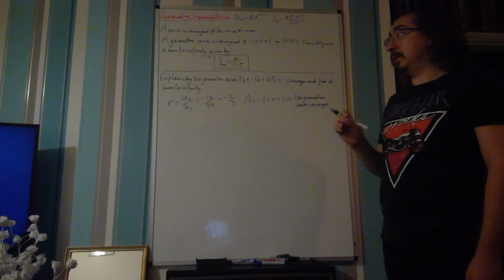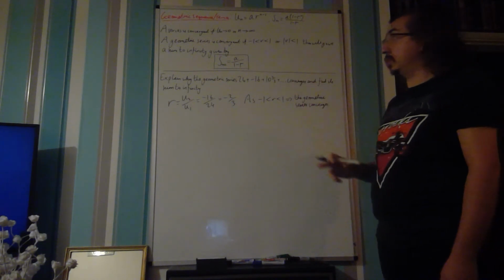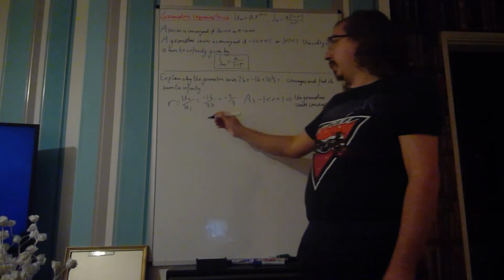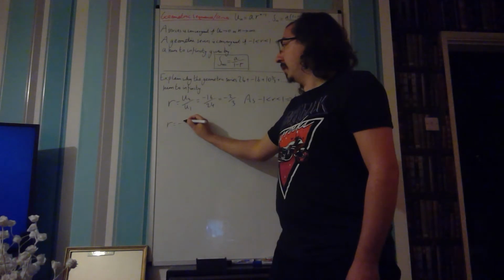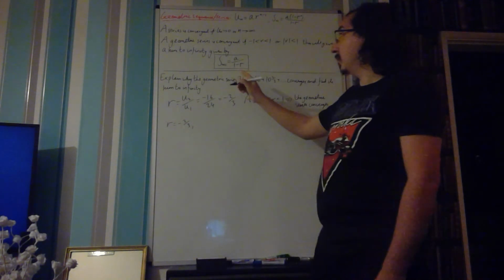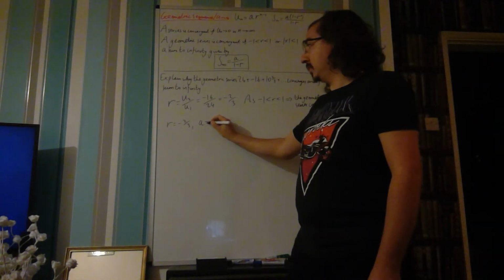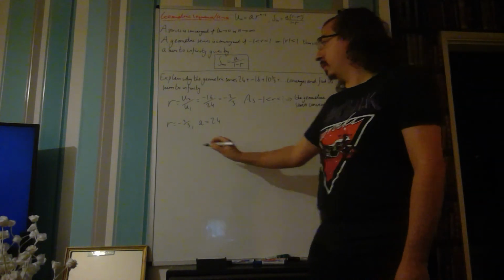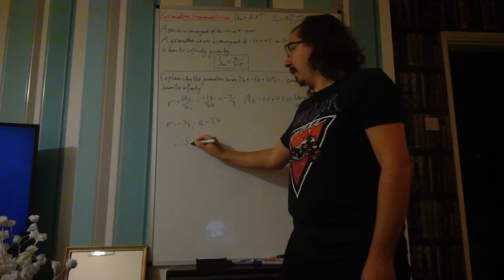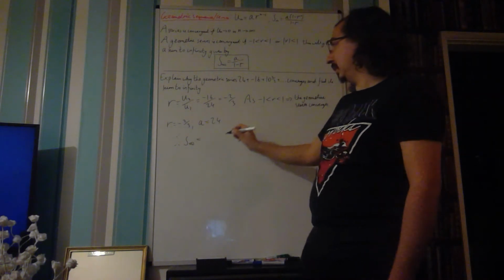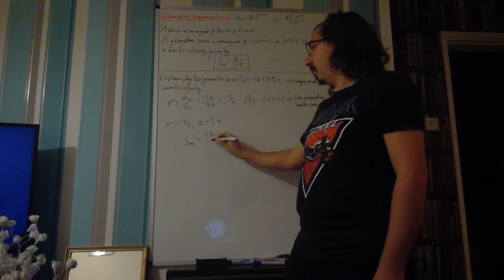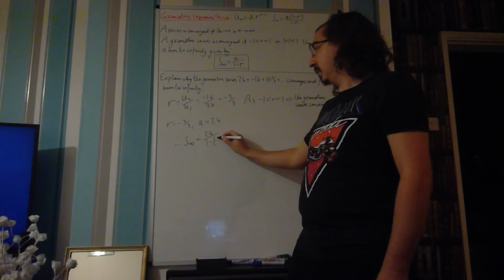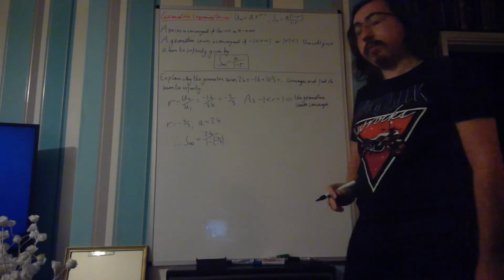Now we need to find its sum to infinity, so we're going to use the formula. So we have our R value, which is -2/3. We also need a value for A, which is the first term of our series, which is 24. So therefore our sum to infinity is equal to 24 over 1 minus -2/3.